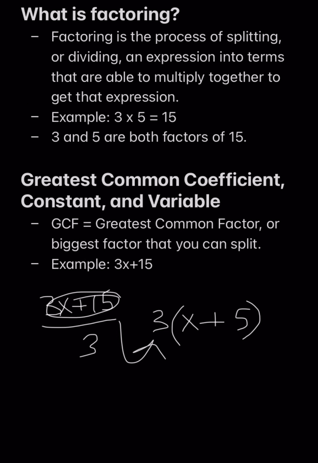Now we're going to talk about GCF, or greatest common factor, which is the biggest factor that you can split from an expression. For example, 3x plus 15. You can take one out of both of these things, but is that your biggest common factor? No, your biggest common factor is 3.